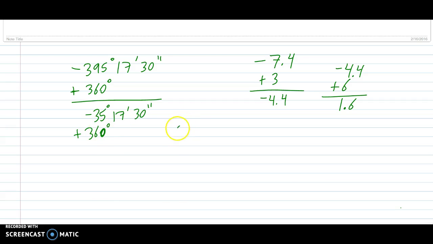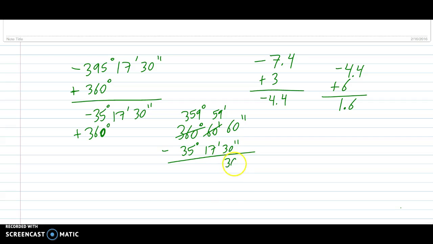So here's how I think of this. I flip it. I do 360 degrees minus 35 degrees, 17 minutes, 30 seconds. Remember, subtraction is the same as adding a negative, right? But in order to do this subtraction, I have to borrow. So 359 degrees. That gives me 60 minutes, right? But I still need to borrow again. So I need to borrow a minute, and that gives me 60 seconds. Now you can actually subtract.